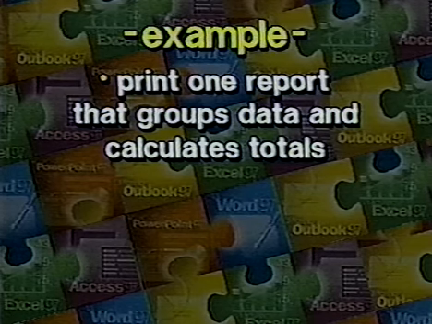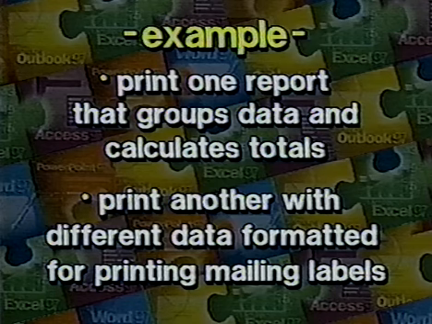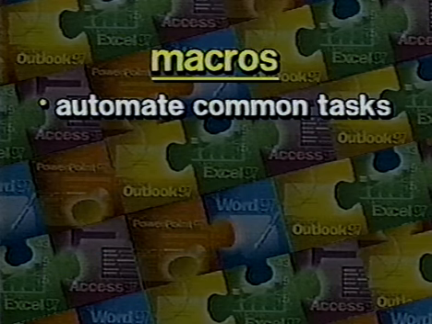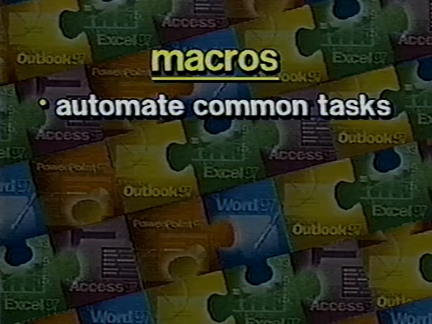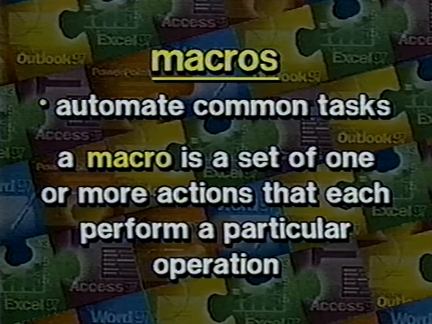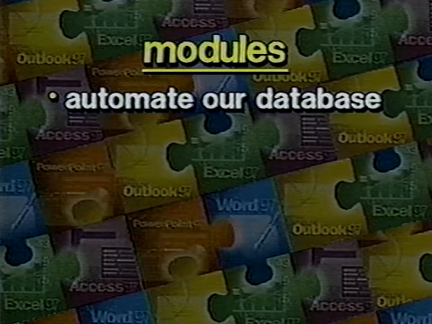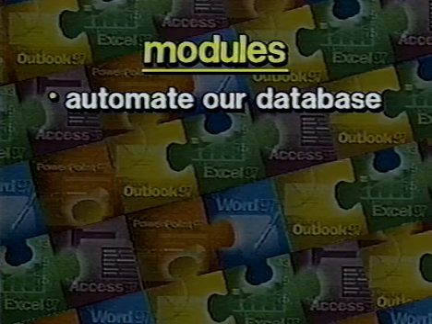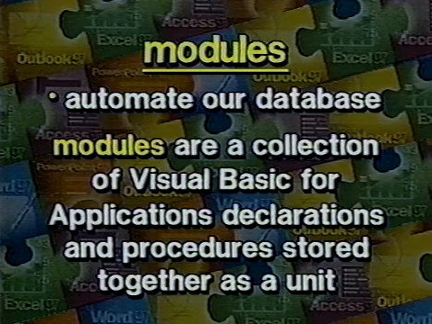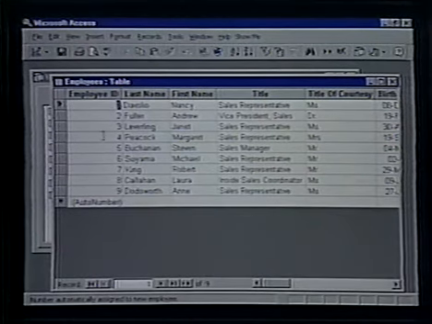For example, we might print one report that groups data and calculates totals, and another report with different data formatted for printing mailing labels. We use macros to automate common tasks. A macro is a set of one or more actions that each perform a particular operation, such as opening a form or printing a report. We can also use modules to automate our database. A module is a collection of Visual Basic for Applications declarations and procedures that are stored together as a unit. The table is open in the datasheet view.